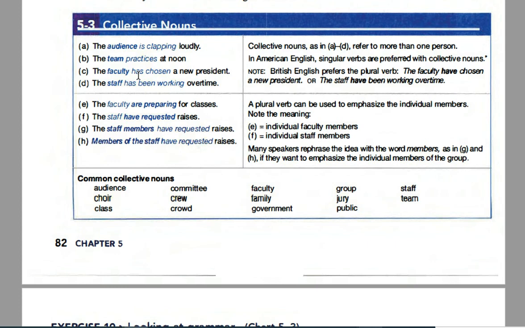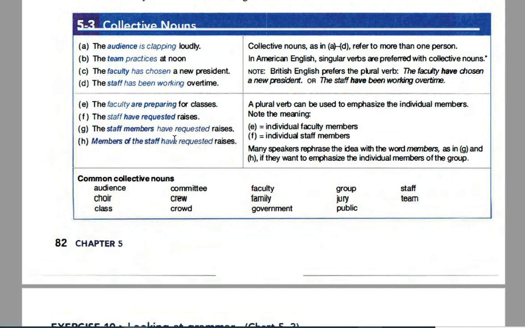If you are answering the TOEFL exam, make sure that you are following the singular, like the audience is, team practices, faculty has. But if you are applying to the IELTS exam, you have to remember writing it like this: staff have. Deal with it as a plural. So we have here E, F, and we have a case here. A plural verb can be used to emphasize the individual members, not the meaning. So the faculty are preparing for classes. The staff have requested raises. The staff members have requested raises.